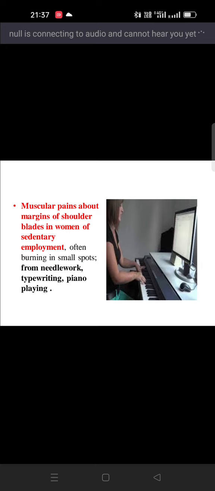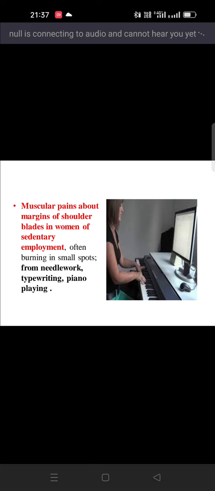But why there will be a pain, because there is a cause, like a person is working on needlework. If there is typewriting, piano playing, then we can think of Ranunculus bulbosus. So here again we can correlate or compare with another medicine, that is Actaea racemosa. So what is mentioned in Actaea racemosa?